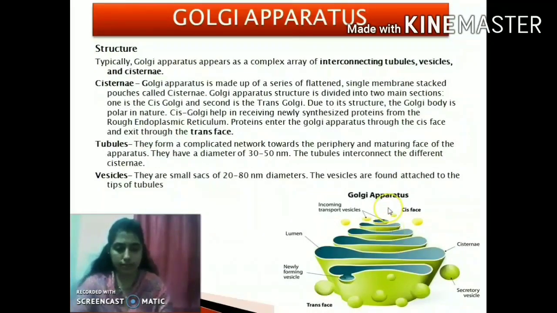So what is the cis phase? This is that area or portion of the Golgi apparatus where the proteins actually enter the Golgi apparatus. Clear? And the phase through which the proteins have their exit from the Golgi apparatus is termed as the trans phase. Clear? So what are tubules? Tubules are the tube-like structures which connect each of the cisternae. And what are vesicles? These are the oval-shaped structures inside of which the proteins are packed, and they ultimately leave the Golgi apparatus.